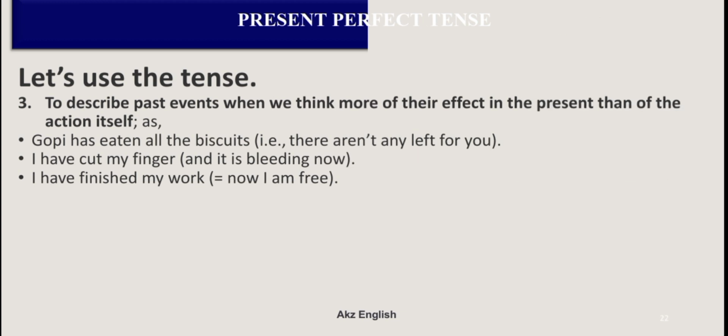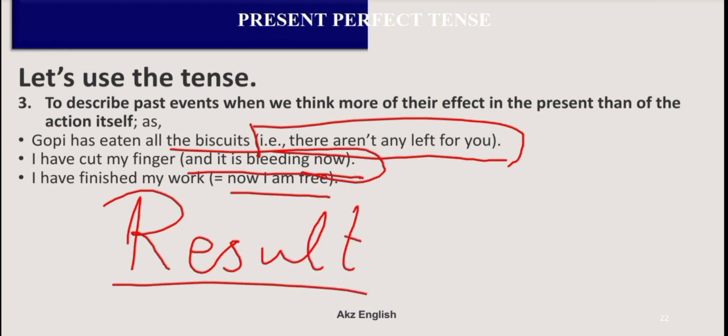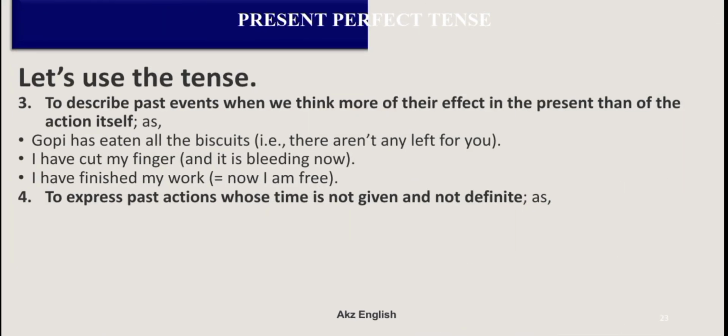I have finished my work. Now "I have finished my work" gives the feel that I am free now. These meanings, bleeding now and I am free now, are not written in the actual sentence, but I have written them here to make you understand why we use present perfect for implications or for results. As I told you before, the present perfect is used for the result. So the third usage of the tense is all about the result in the present, not in the past.